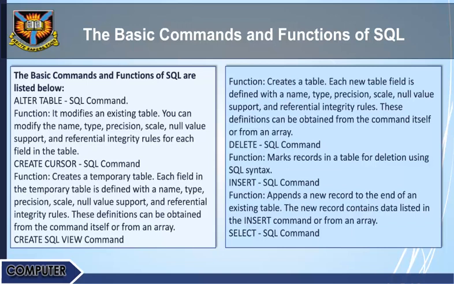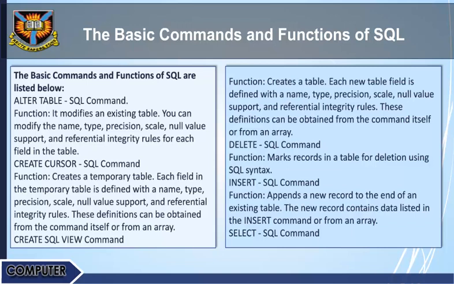Alter table SQL command. Function: it modifies an existing table. You can modify the name, type, precision, scale, null value support, and referential integrity rules for each field in the table. Create cursor SQL command. Function: create a temporary table. Each field in the temporary table is defined with a name, type, precision, scale, null value support, and referential integrity rules. These definitions can be obtained from the command itself or from an array.